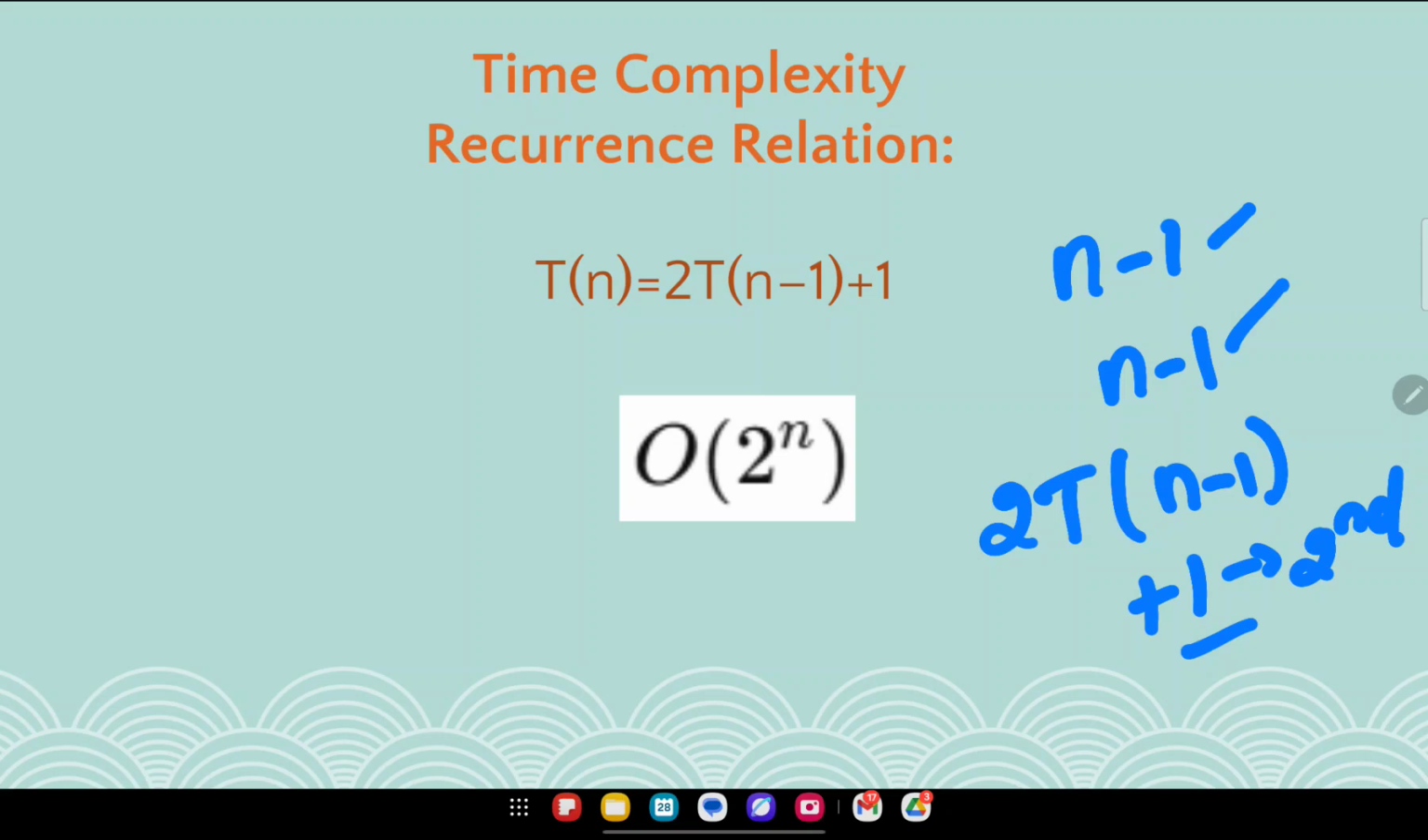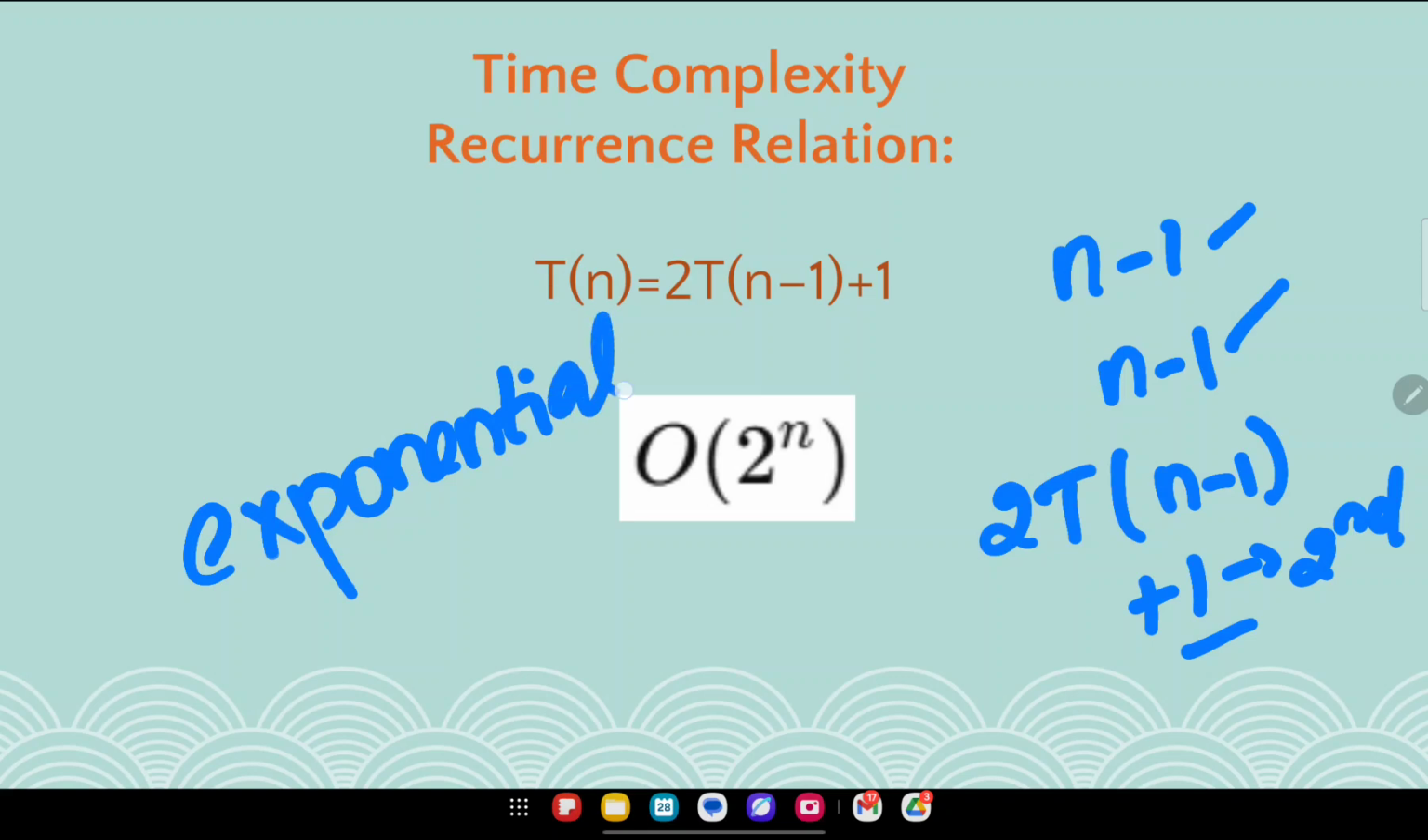While solving this recurrence relation, we will get the time complexity as order of 2 power n. This is called an exponential time algorithm, which means it becomes very slow for large values of n.